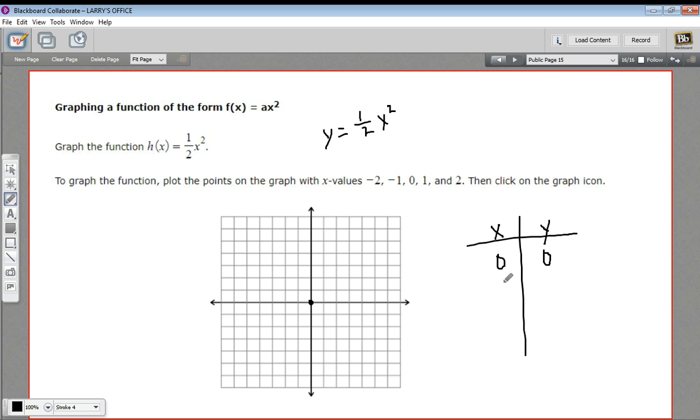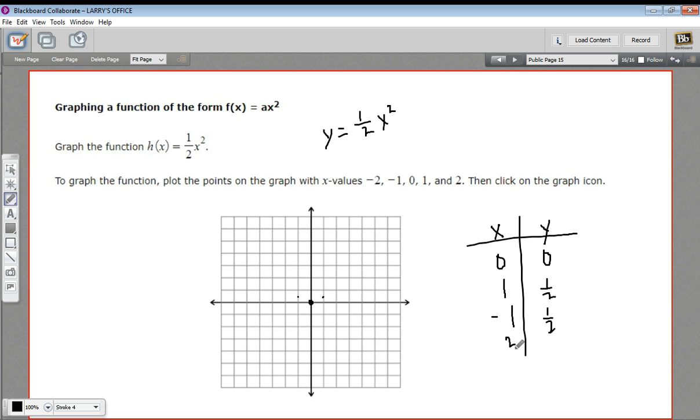And then if we put in 1 for x, well, 1 squared is 1 times 1 half is 1 half. And if you put in negative 1 for x, you're going to get the same thing because negative 1 squared is a positive 1, and then times 1 half is 1 half. So we'll have 1 and 1 half and negative 1 and 1 half. So those points are on there.